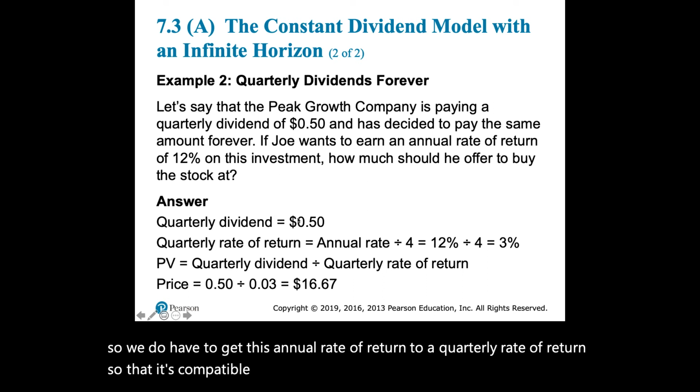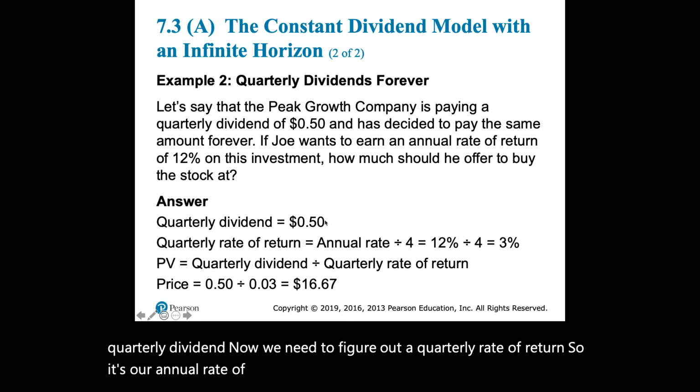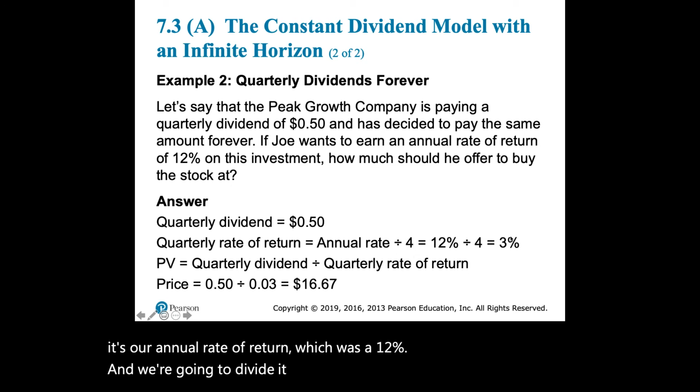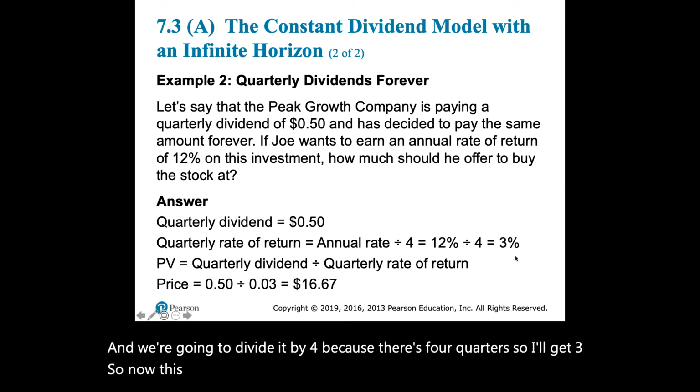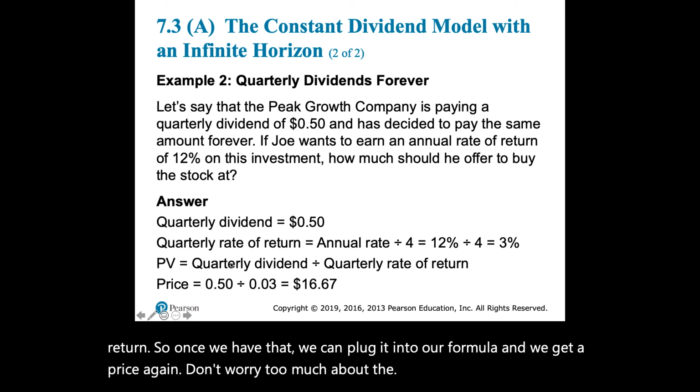Okay, so it's our annual rate of return, which was the 12%. And we're going to divide it by 4 because there's 4 quarters. So I get 3%. So now this is quarterly dividend, and this is our quarterly rate of return. So once we have that, we can plug it into our formula, and we get a price. Again, don't worry too much about the math and the equations. I know it's not easy to figure this out over PowerPoint. That's going to be ready for the homework.